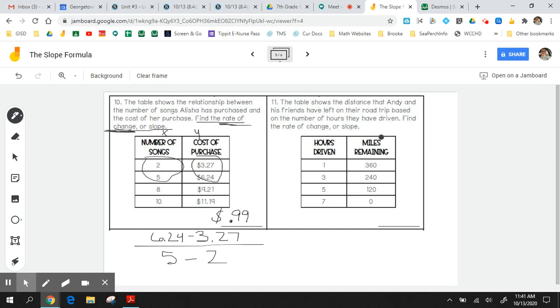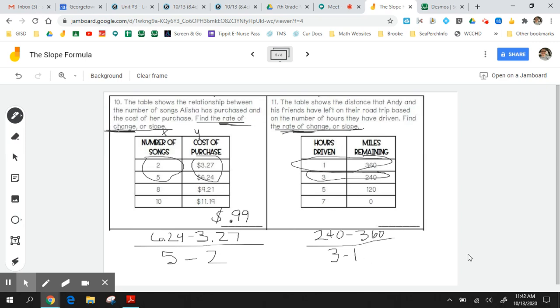Okay, it says that Andy and his friends left on a road trip, based on the number of hours they have driven. Find the rate of change or the slope. Alrighty, so what I would do is I would take this one minus this one. I'll help you set it up and you solve. Or if you want to try setting up the rest of it, try setting up the rest and then see if you get it right. You can pause, you can unpause. You know the drill.